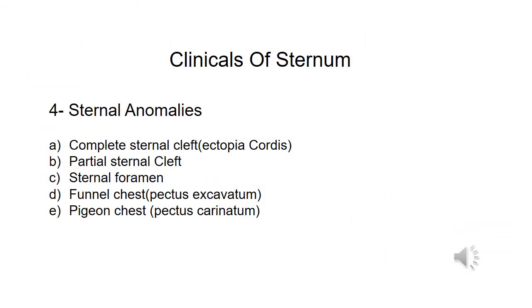Now the last important clinical regarding sternum is the sternal anomalies. Before starting anomalies, you must know the development of sternum. Sternum develops by fusion of two sternal plates formed on each side of the midline. Fusion of these two plates takes place in craniocaudal direction, that is from above downwards.